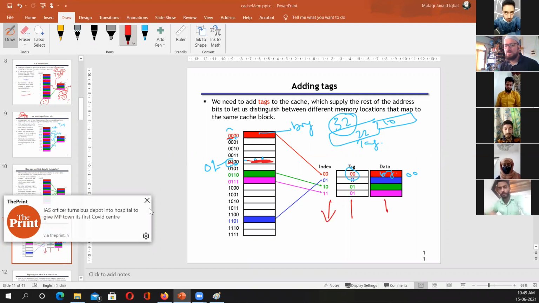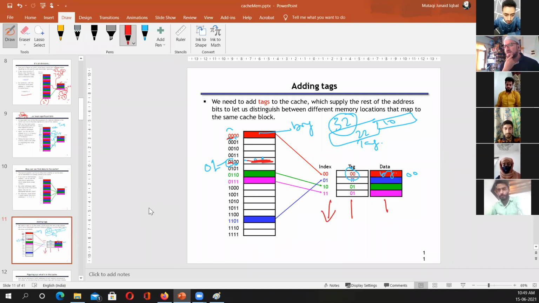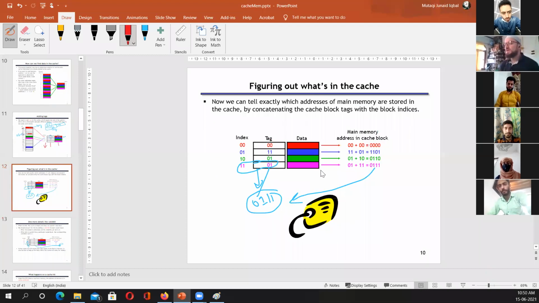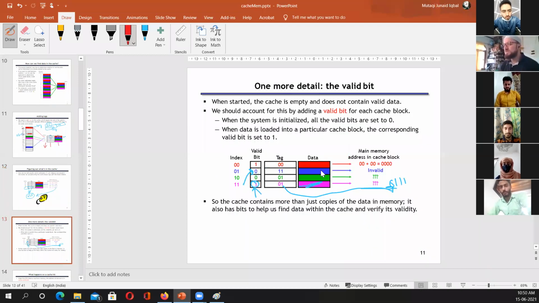Sir, tag will tell us which data is present there actually, and the block will tell us which block that memory will go. Index will tell us which block. So in our analogy, index will tell us which chair is for whom. Student ki chair kaun si hai, faculty ki chair kaun si hai. Lekin ab us chair pe kaun student baitha hai, ya us faculty wali chair pe kaun faculty baitha hai, ye tag batayega. Theek hai ji? Clear? Okay, we had done actually these things, so we should move on.